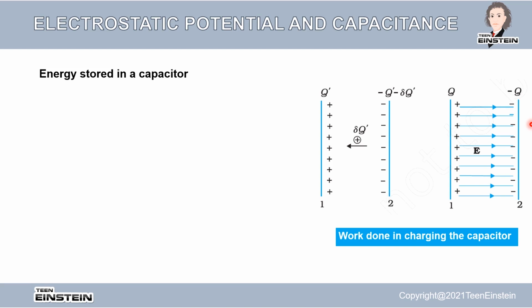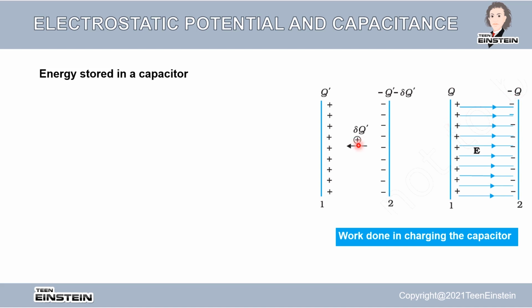So how do we do this? First, let's take two plates. There is no charge, so initially the charge is going to be 0. And the final charge is going to be plus Q on this plate and minus Q on this plate. To bring the capacitor from 0 to Q charge, we are going to do some work. That work we are going to divide in small steps.